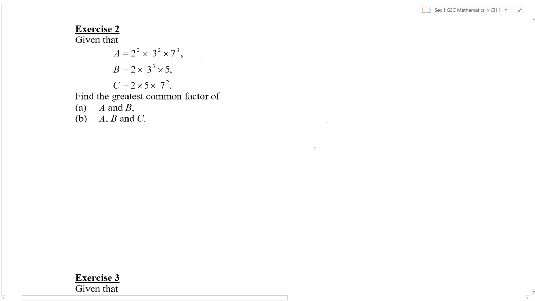So for part A, greatest common factor of A and B. What do you think is the greatest common factor of A and B? Are you sure it is 2? So HCF of A and B. Let us focus on the 2s. A has 2 2s. B has 1 2. What is the number of common 2s? Just one of them. In other words, the lowest power. So it's just one of it.